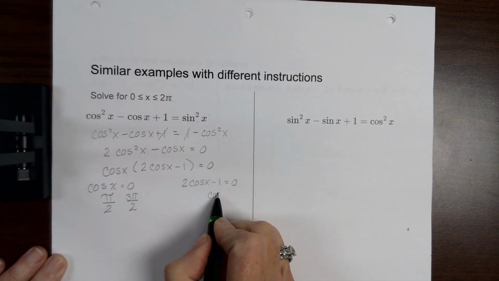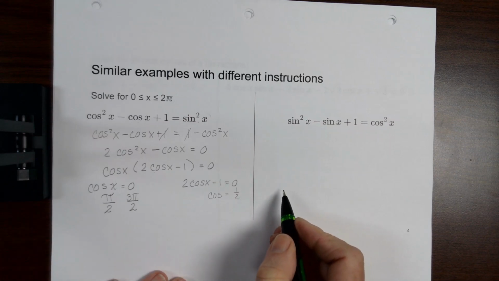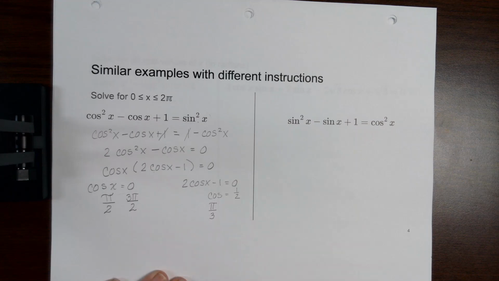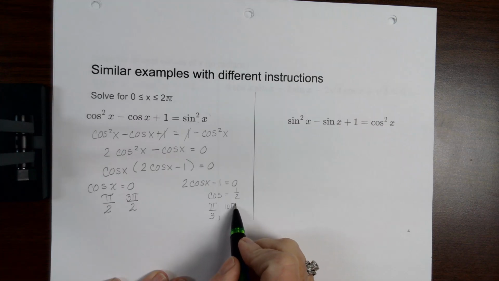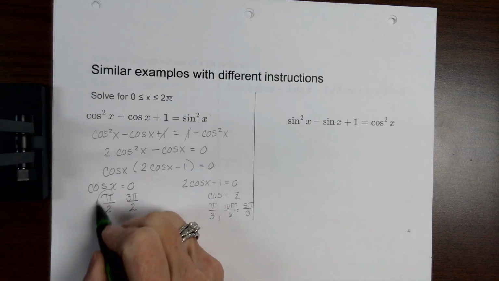This is the cosine is equal to 1/2. Now that's going to be in the first and the fourth quadrant. So that's at pi over 3, which is in the first quadrant, and then it's at, if you look at your unit circle, 10 pi over 6, which is equal to 5 pi over 3. So I have 4 answers here.